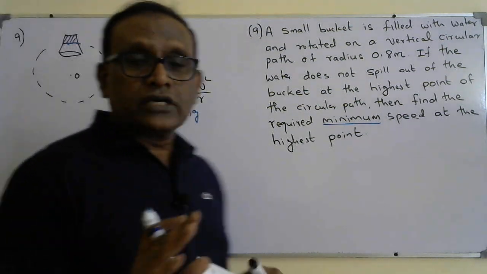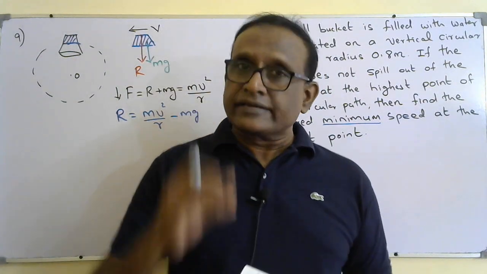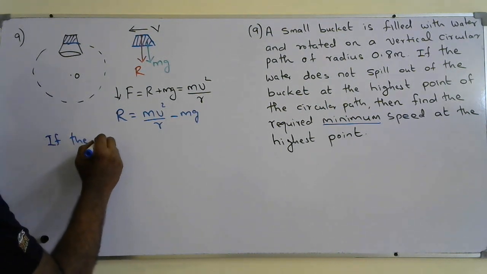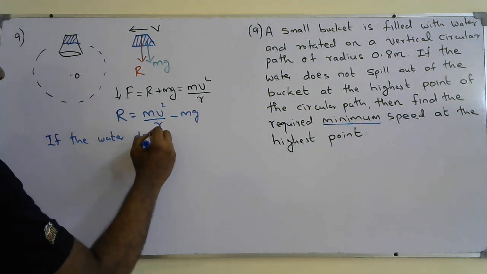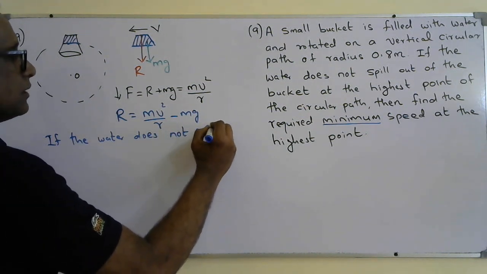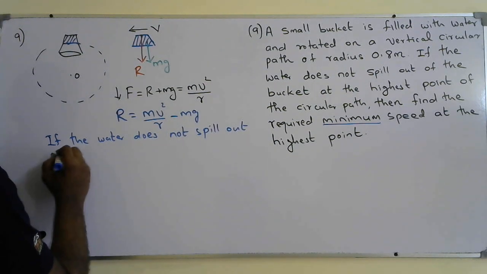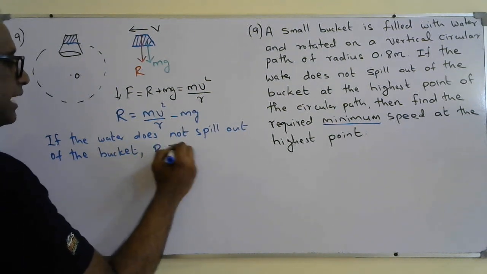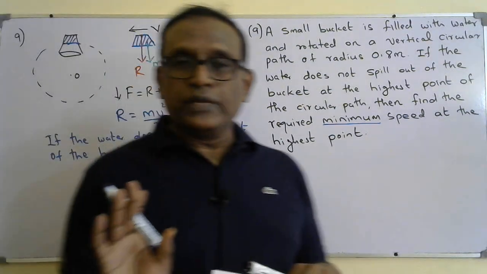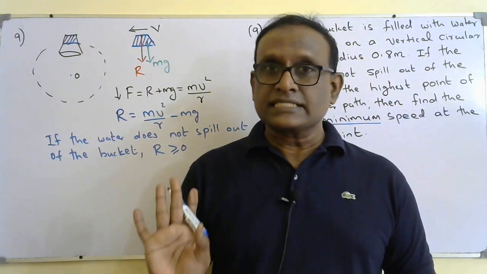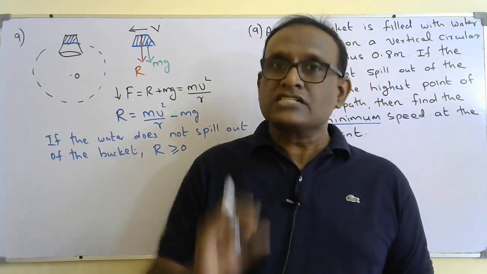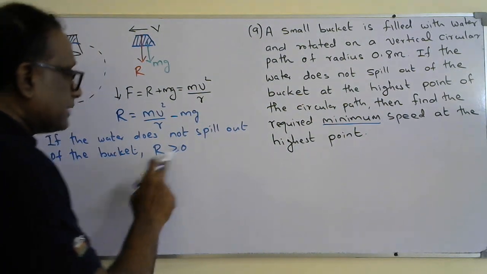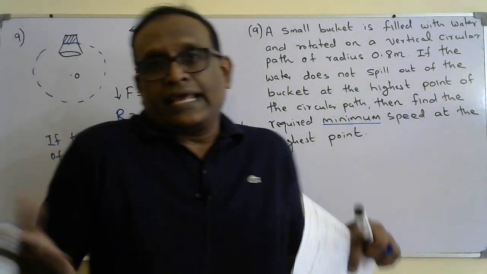Now we should know, if the water does not spill out of the bucket, or if the water remains inside the bucket, that means there must be a contact force between the water and the base of the bucket. If there is a contact force, a positive real value, that means water is still remaining inside the bucket even when the bucket is upside down. So R must be greater than, we put the equal sign also, but greater than or equal to 0.